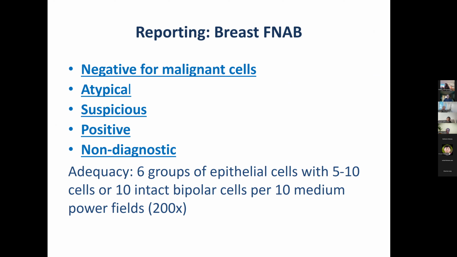For example, if you have less than 6 groups of epithelial cells with less than 5 to 10 cells, then it is inadequate. So do not reassure if you don't have enough epithelial cells, do not club it and put it in the category of negative, because that gives a wrong diagnosis. You have to be very certain that you have enough material to call something negative, or otherwise you are not going to be doing justice to the patient.